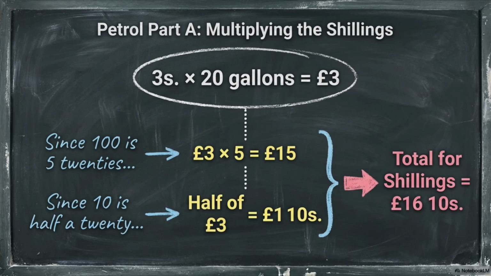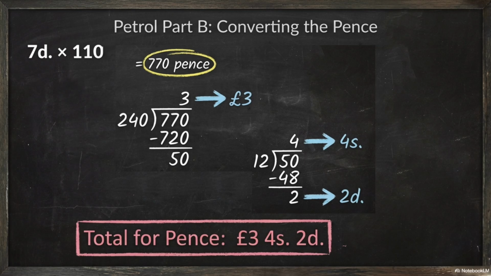But we've got 5 20s and 100, so that's 15 pounds. And we've got 10 gallons to add to that as well. And since 10 is half of 20, we know the price of 20 is 3 pounds. Half of 3 pounds is £1.10. So that means then that 110 gallons at 3 shillings is 16 pounds and 10 shillings. But now we need to go on to the 7 pence.